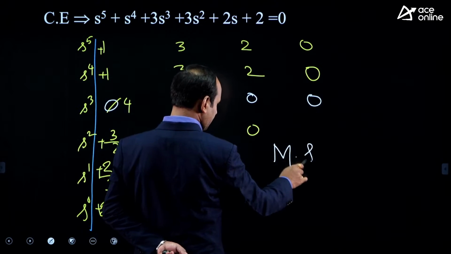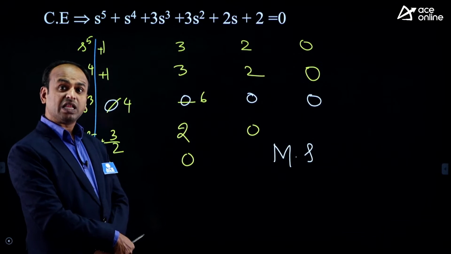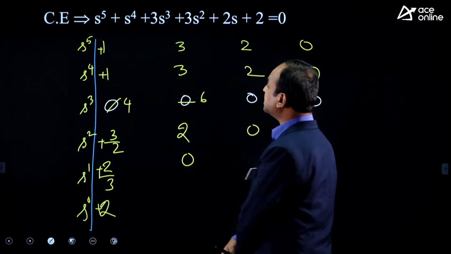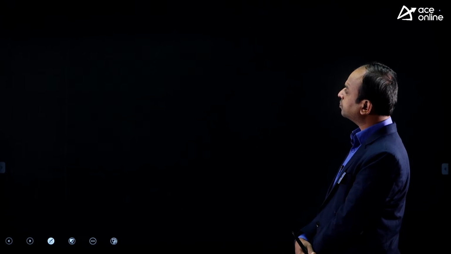There is a proof, but simply I am writing: marginally stable system. The system poles exist on the imaginary axis. So how to check the imaginary axis, that we will discuss in the next model. How to check that point.